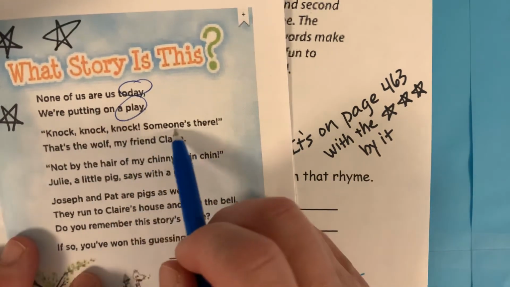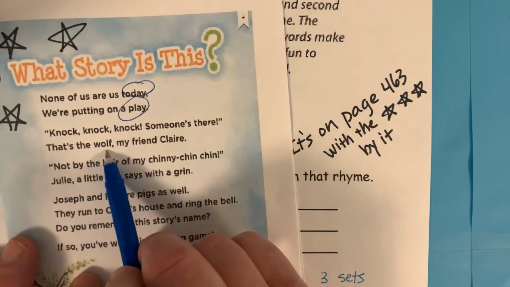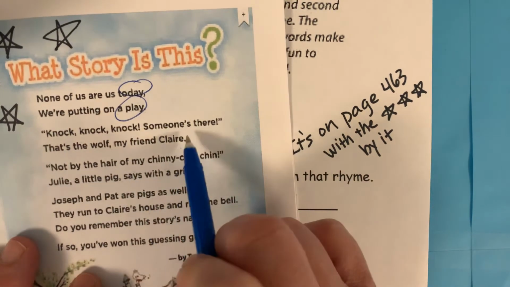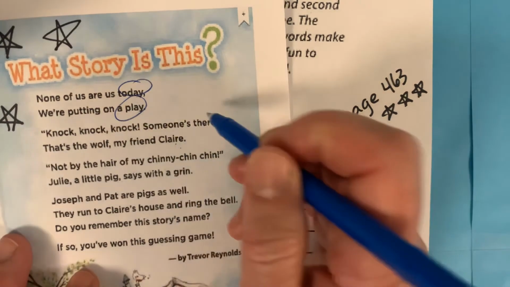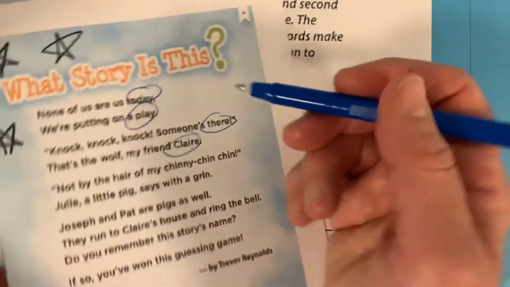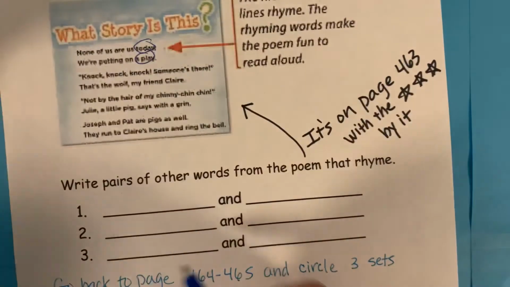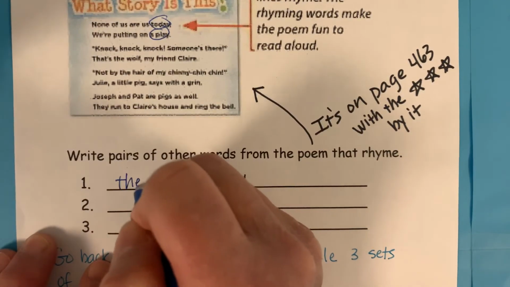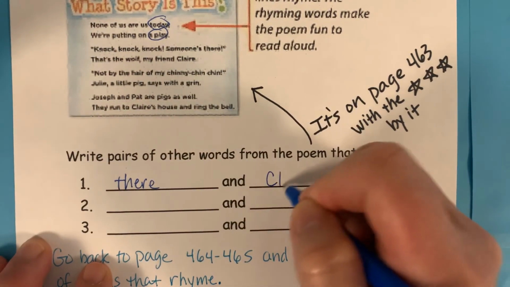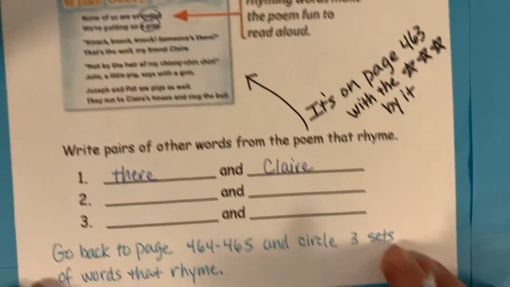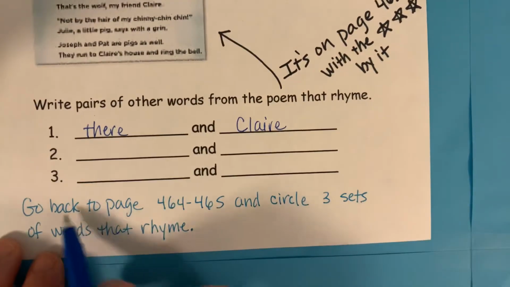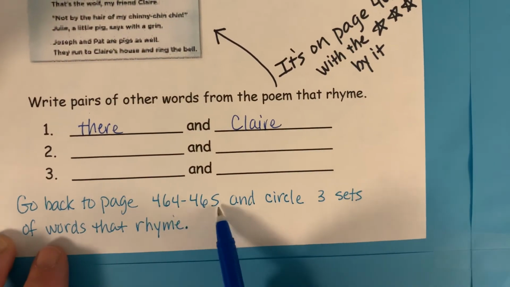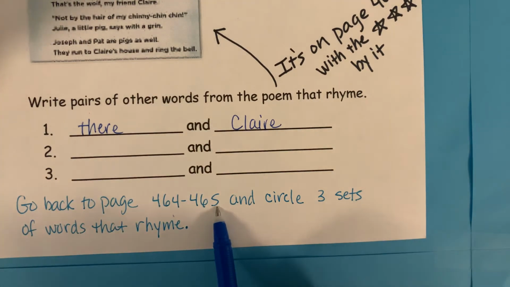Knock, knock, knock. Someone's there. That's the wolf. My friend Claire. There and Claire. They're spelled differently, but they rhyme, don't they? So you'll take those two words and you'll write them right here. There and Claire.